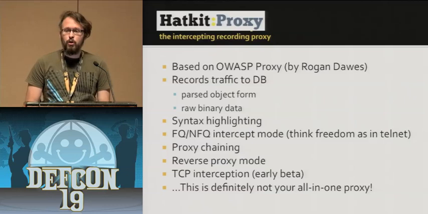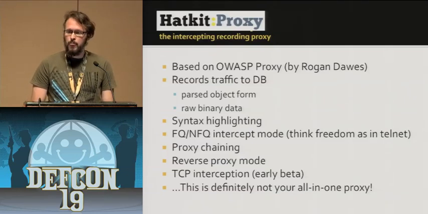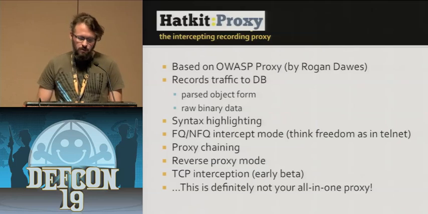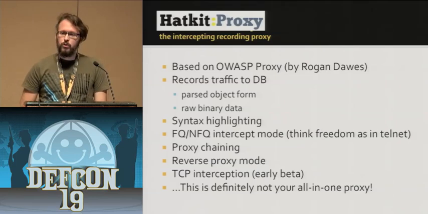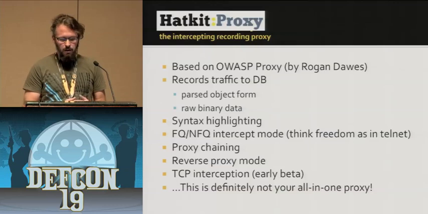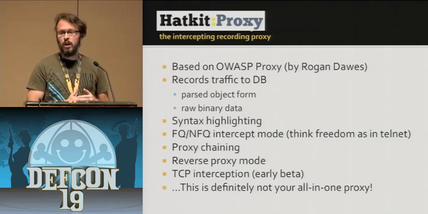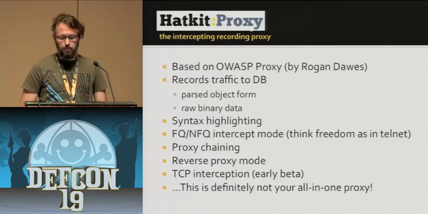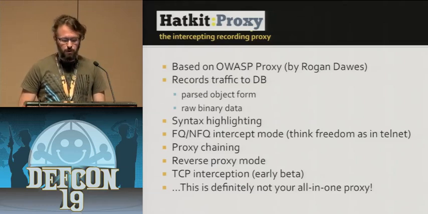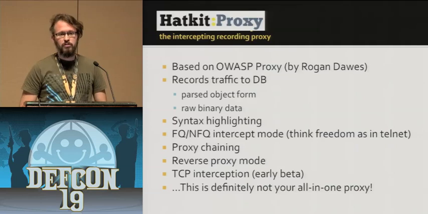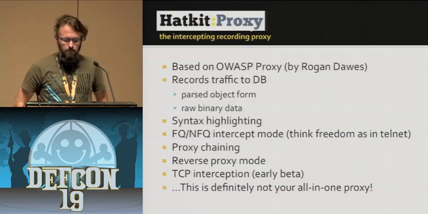So, the Hatkit proxy is based on the OWASP proxy, which is written by Rogan Dawes. It comes with all the usual stuff like intercepting, reverse proxy support, and syntax highlighting. It has a fully qualified and non-fully qualified mode, which allows you to modify stuff within the HTTP protocol that you usually can't modify through other proxies. It also has TCP interception in the early beta stage, which allows you to intercept TCP communication, modify it in real time, and then send it through to the server.